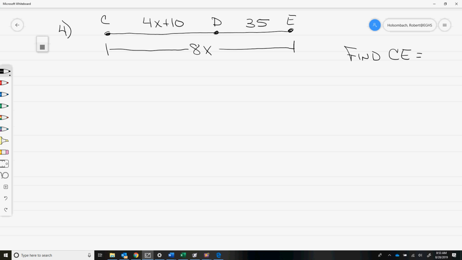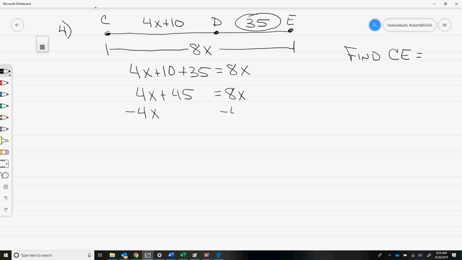So you got to solve for x first. So here's your setup. You've got a 4x plus 10. But you have to add that to 35. Plus 35 equals 8x. A bunch of people last week forgot to add the 35. So now you got 4x plus 45 equals 8x. You can subtract 4x from each side. Your 45 equals 4x, and you can divide by 4.